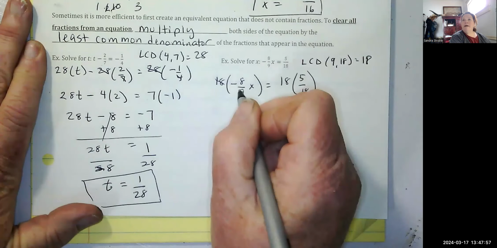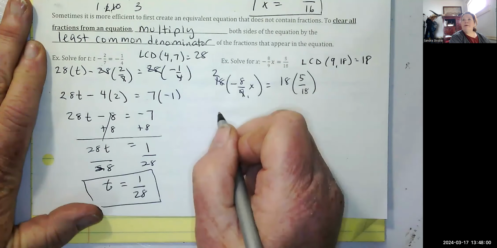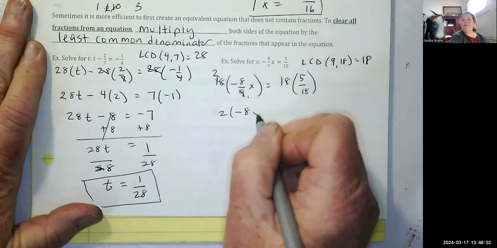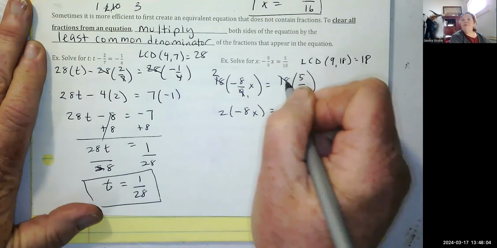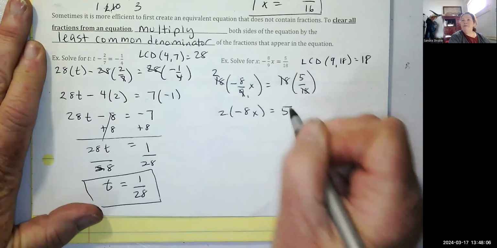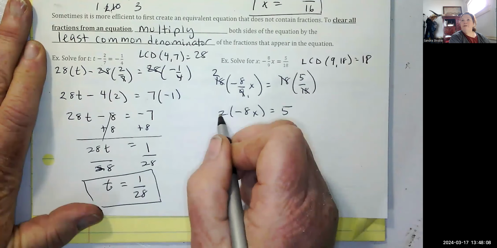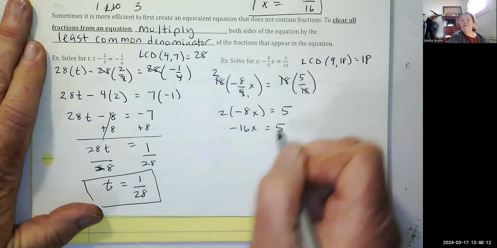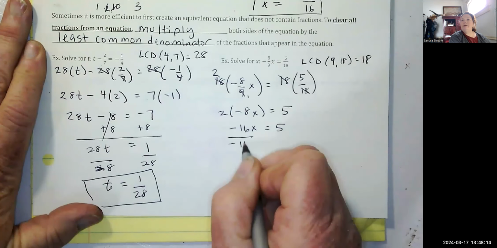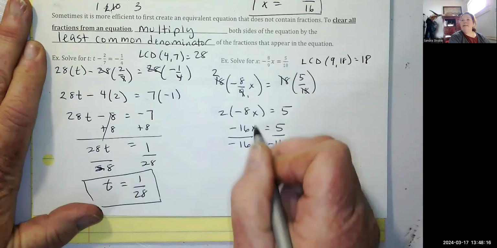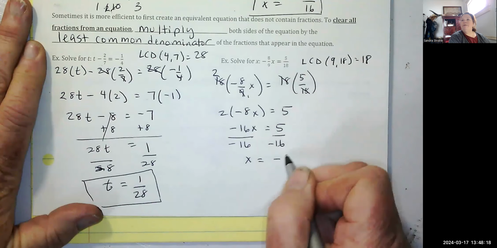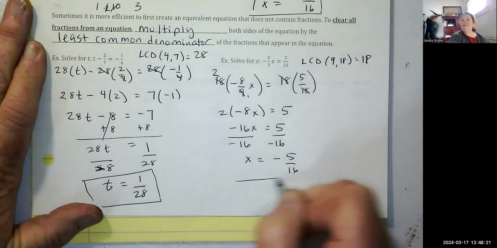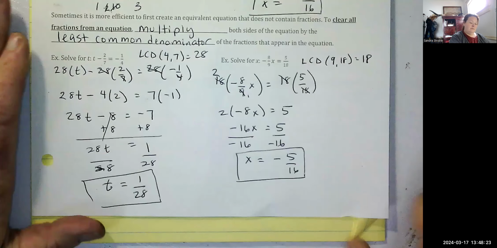The 18 and the 9 reduce to 2 and 1. So that becomes 2 times negative 8x is equal to, these reduce and just give us 5. 2 times negative 8 is negative 16. Don't forget the x is equal to 5. And finally, dividing both sides by negative 16 to isolate x, and we get x is equal to negative 5/16. Much nicer, much nicer. All right.